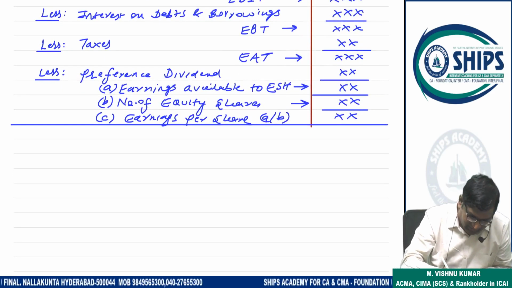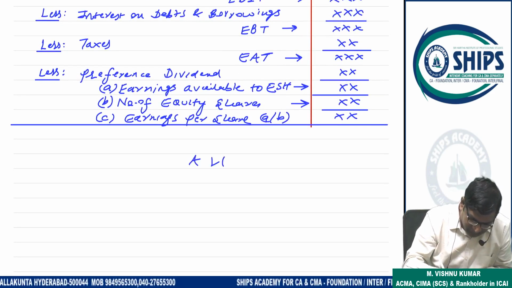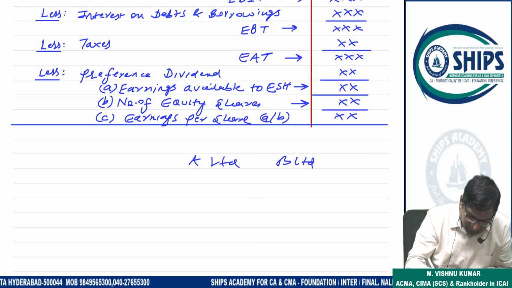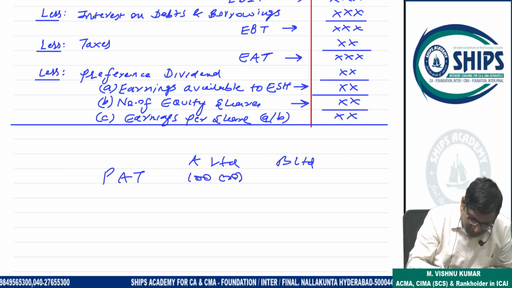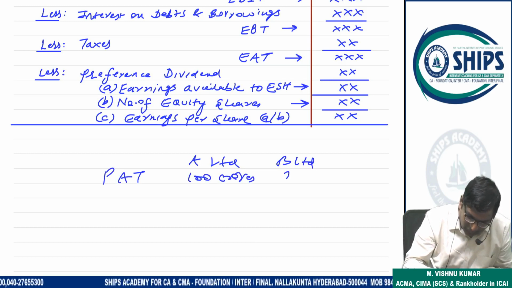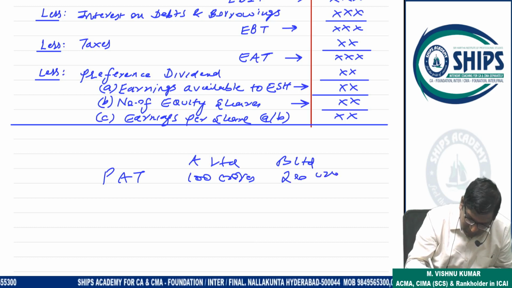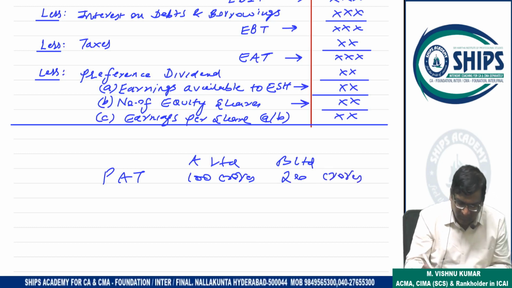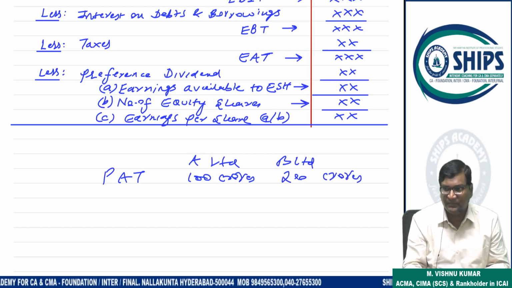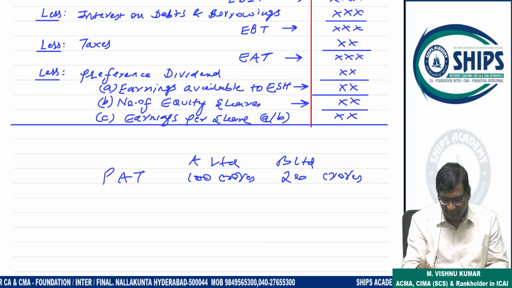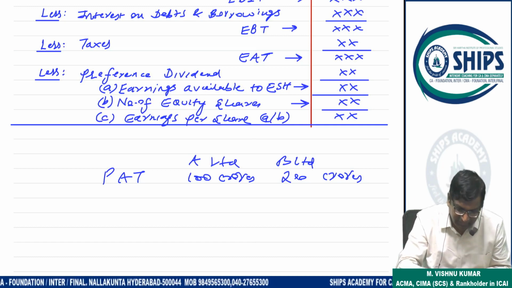Suppose two companies are there, A Limited and B Limited. Suppose A Limited's PAT, profit after tax, is 100 crores. B Limited's profit after tax is 200 crores. If I ask you a question, in which company will you invest? Simply you will say in B company, because whose earning is high?